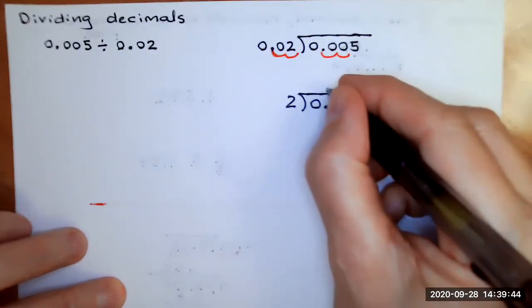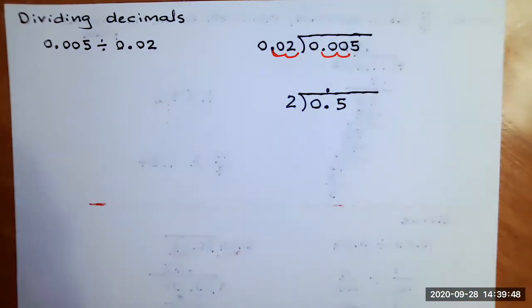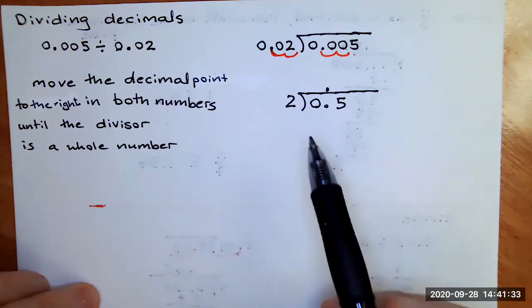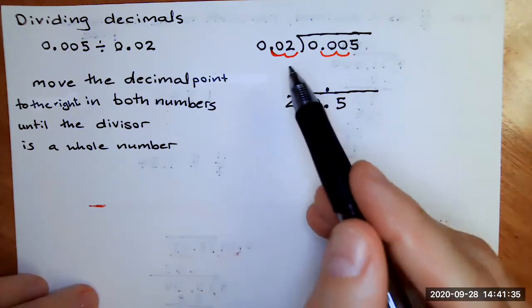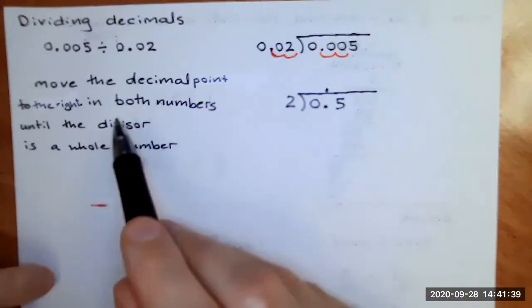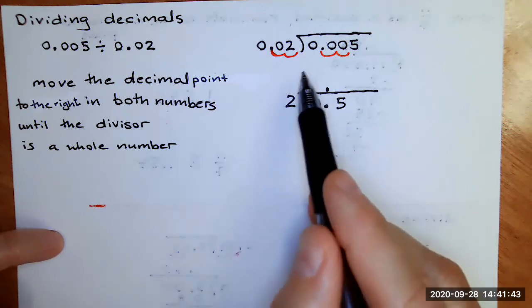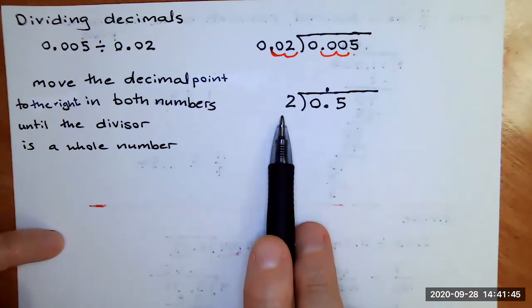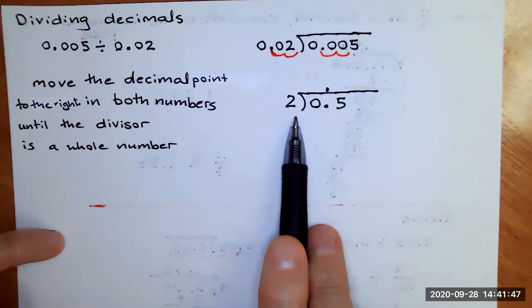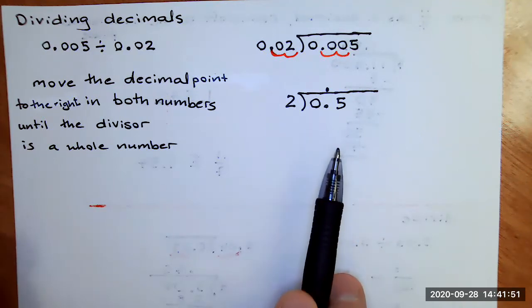And it's definitely worth it to rewrite the problem. So let me write down this step. So we're going to move the decimal point to the right in both numbers, the same number of places, until the divisor is a whole number. The number that's getting divided does not have to be a whole number.